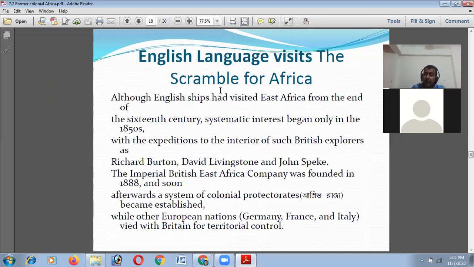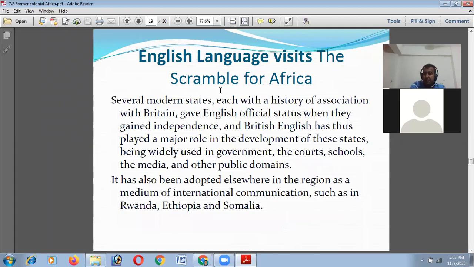Actually, these are the islands. They were under many European rulers who came to this area. Several modern states, each with a history of association with Britain, gave English official status when they gained independence. The British language has thus played a major role in the development of these states, being widely used in government, in courts, in school, the media, and other public domains. These islands got independence, but there was a growing tendency of using the English language in education for development and for other areas of those islands. It has also been adopted elsewhere in this region as a medium of international communication, such as in Rwanda, Ethiopia, and Somalia.